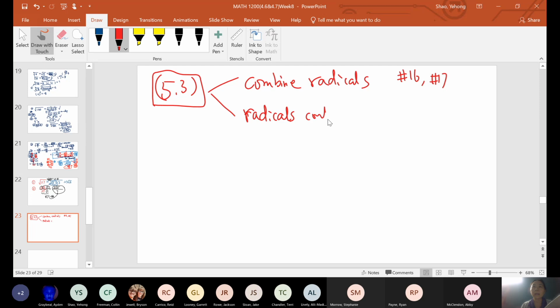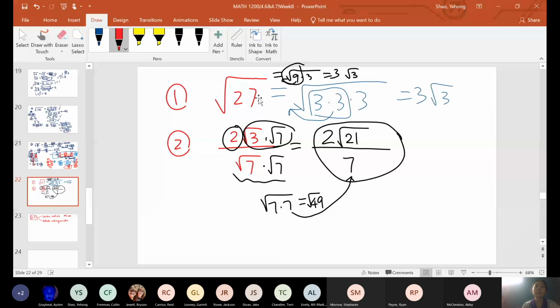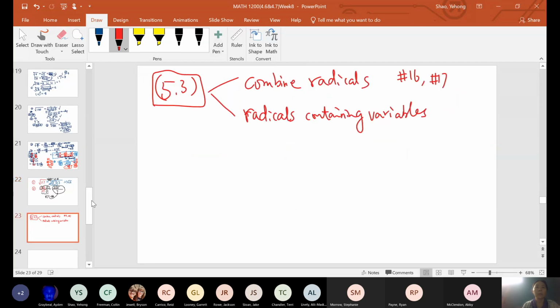Radicals containing variables. Okay, so previously all the examples that I gave you plus these 2 questions, we didn't have any variables, it's just numbers. But what if we put an x squared or y third in there? What would we do? So the idea is very similar. If you have a square root of anything, I guess the one we did, square root 27, I can put x squared y to the third there.